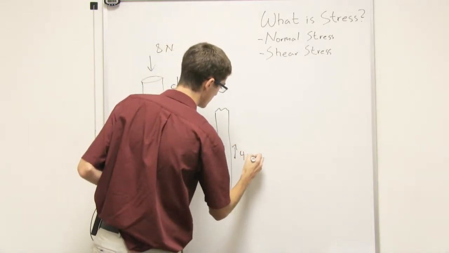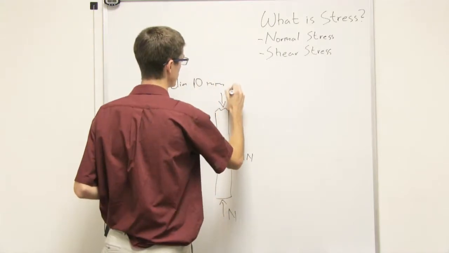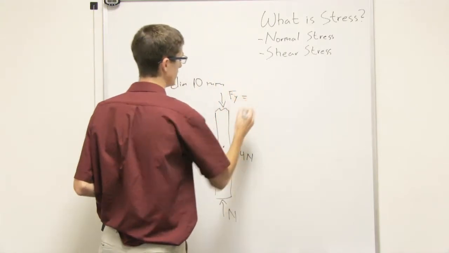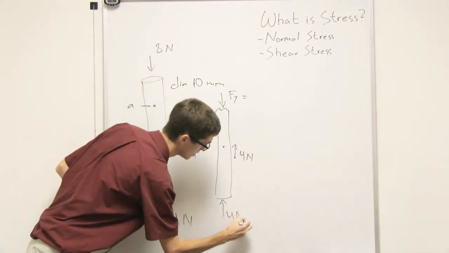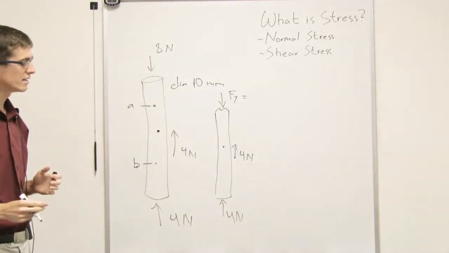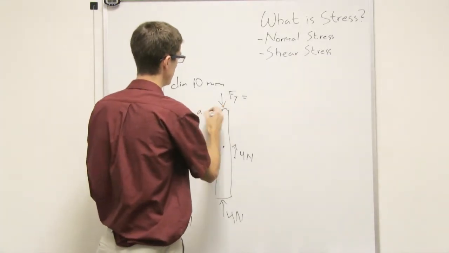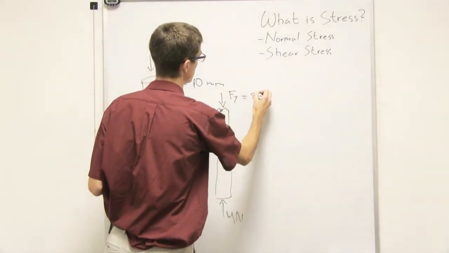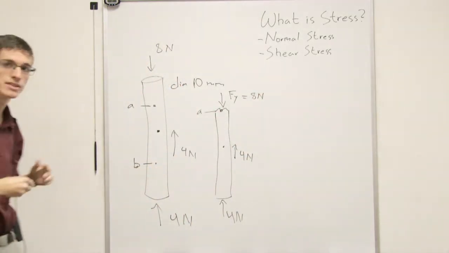4 newtons down here and 4 newtons down here. And then an unknown force, Fy here. And so if you were to solve it statically, you'd know that it's still going to be 8 newtons at A. A is 8 newtons. So that's not too bad. We expected that to happen that way.